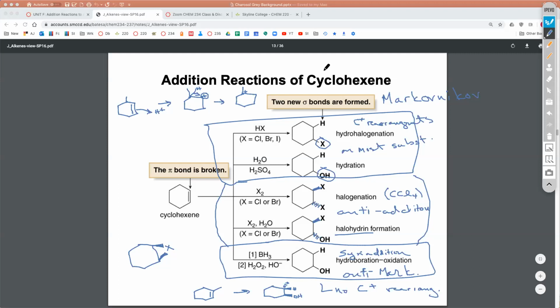So that's just a summary of the addition reactions that are studied in chapter 11, and also just some of the key things to consider when you are evaluating the mechanism or predicting the products. Any questions on this slide before I go into the hydroboration oxidation in a little more depth? Alrighty then, moving along.